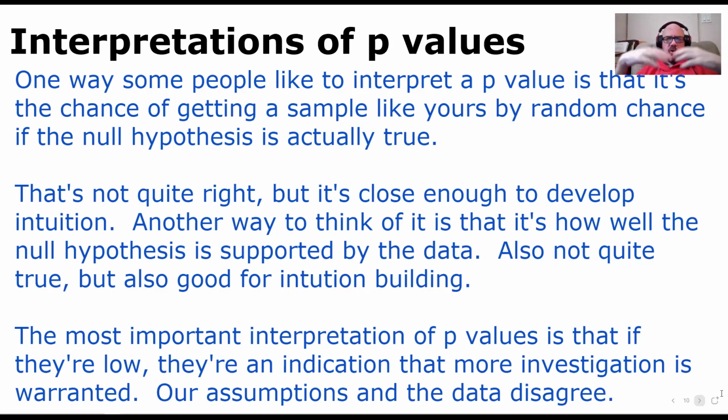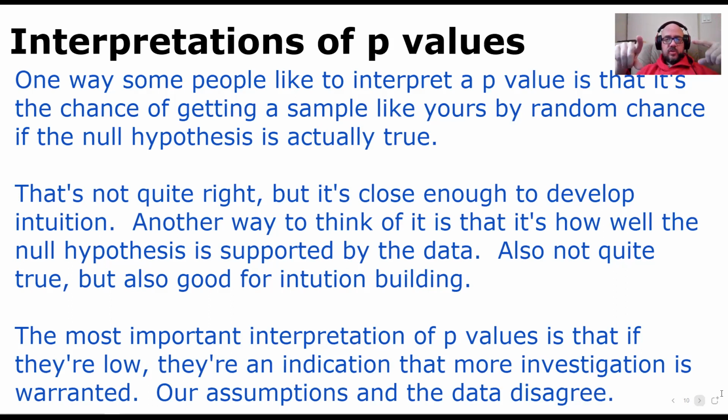Bigger p-value means more support for the null hypothesis. Smaller p-value means less support for the null hypothesis. Greater likelihood of rejecting, right? So the smaller the p-value is, the more we want to reject the null hypothesis. The bigger the p-value is, the less we want to reject it, is essentially how the argument goes.